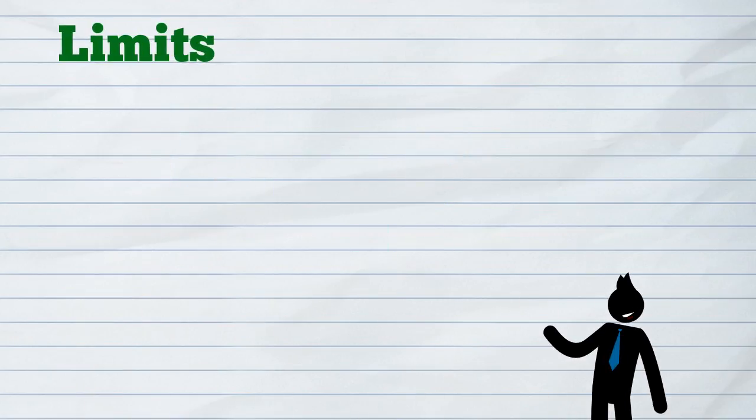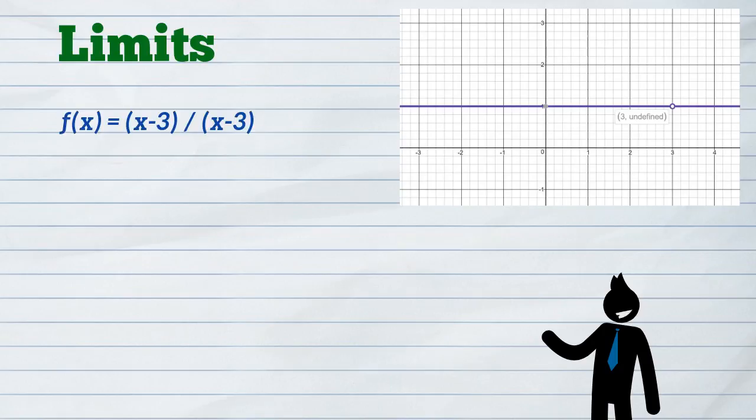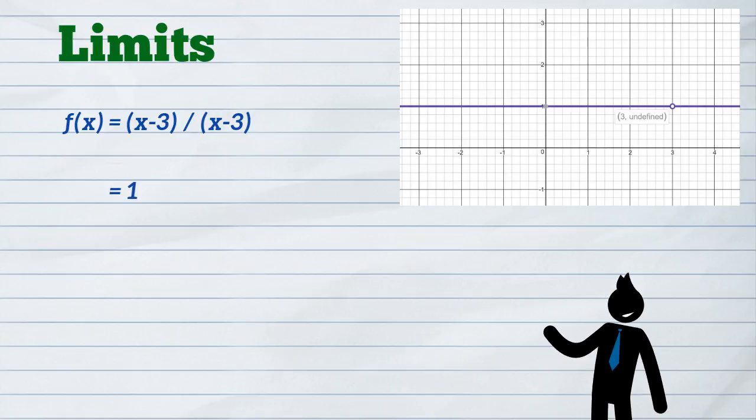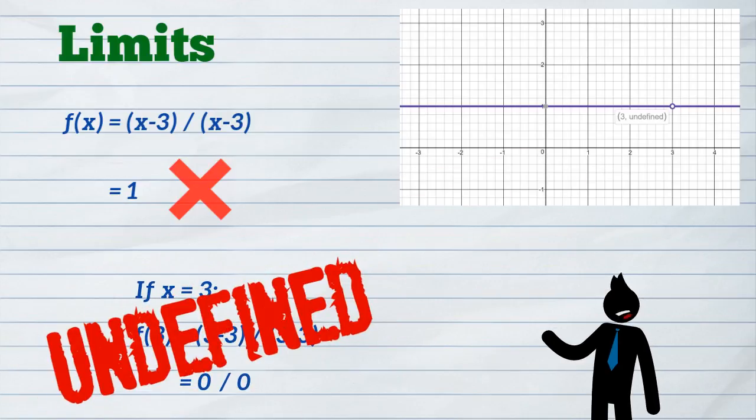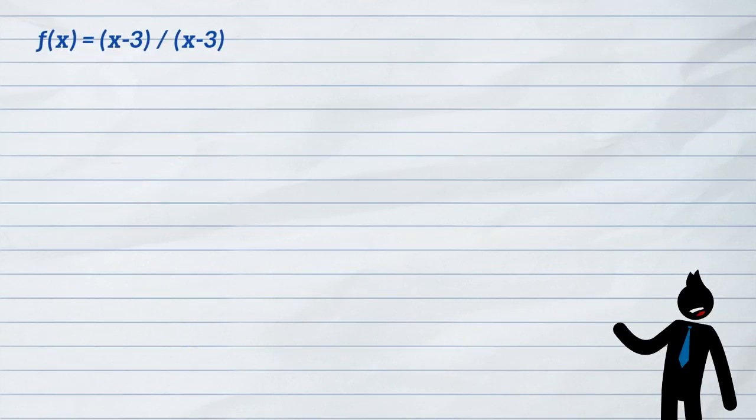To introduce limits, let's use the function f(x) equals (x - 3) over (x - 3). You would suggest that the function will be simplified to 1 as the numerator and denominator are equal. This is however not true. If x is equal to 3, then the resulting expression will be 0 divided by 0, which is an undefined expression in mathematics. So what does this mean for the function itself?